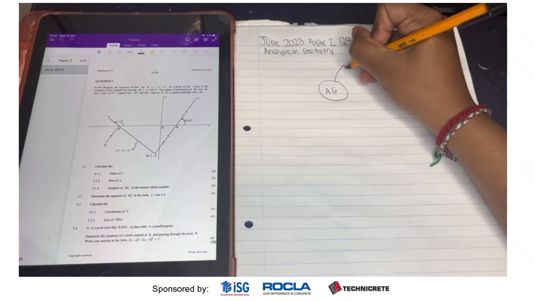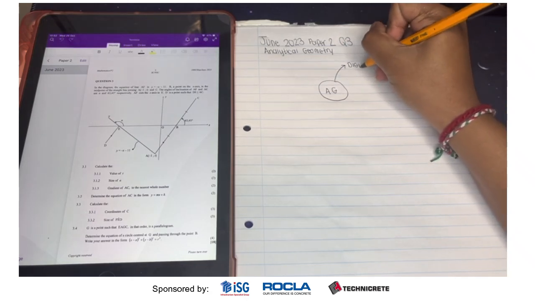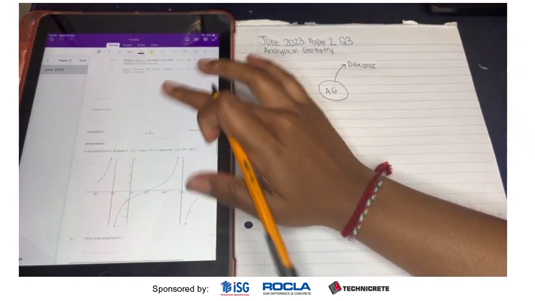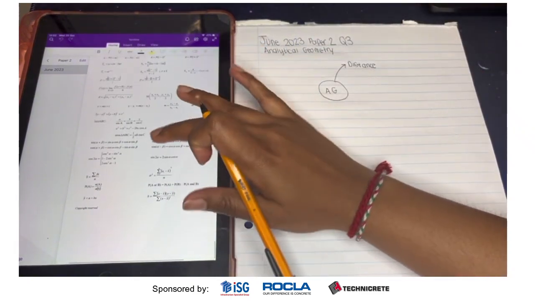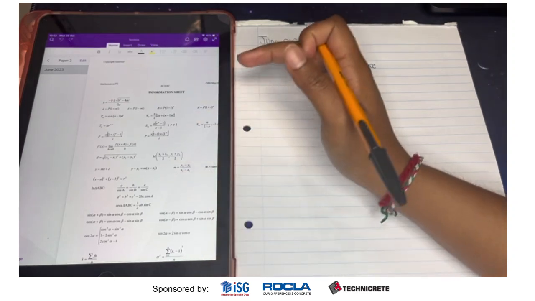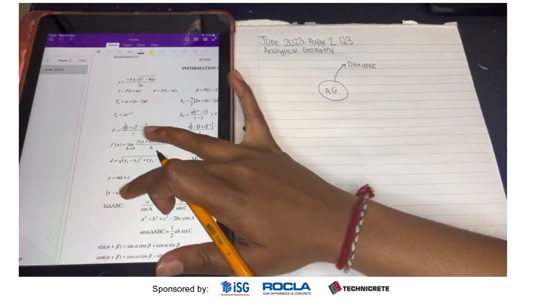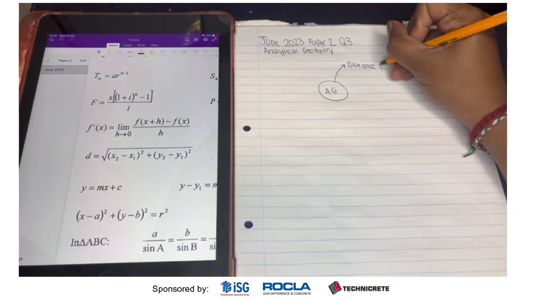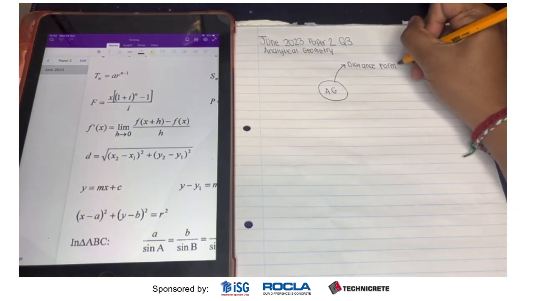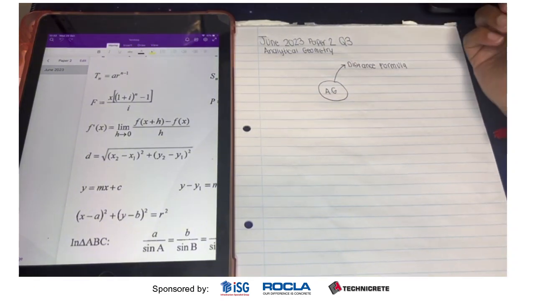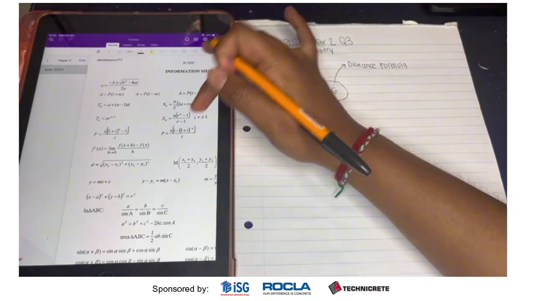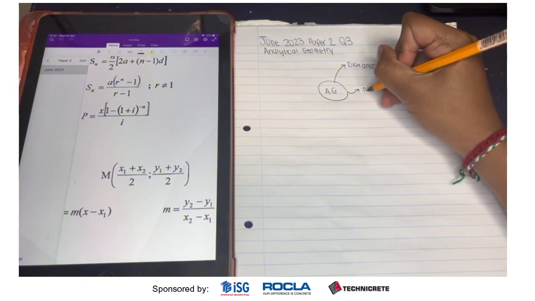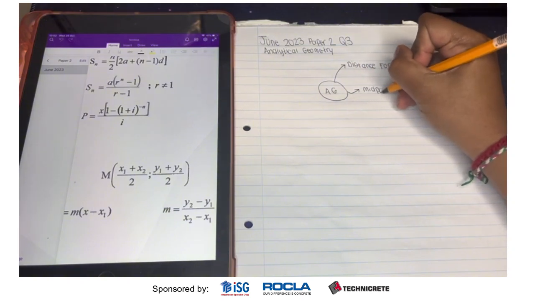You need to know your distance formula. These are things that are given in the formula sheet, but you must be able to identify which one is your distance formula. Taking a look here, this is our distance formula D. I'm not going to write it out, but I want you to be able to identify from your formula sheet what is your distance formula. Next, you must know your midpoint. Here's our midpoint formula.